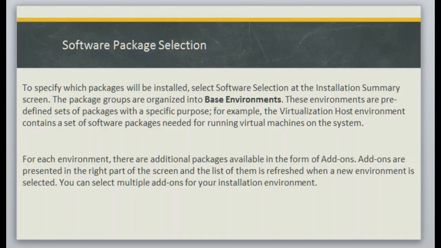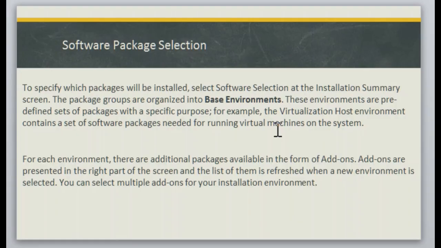Alright guys, we're going to go ahead and start talking about software package selection. To specify which packages will be installed, select software selection at the installation summary screen. The package groups are organized into base environments. These environments are predefined sets of packages with a specific purpose. For example, the virtualization host environment contains a set of software packages needed for running virtual machines on the system. So guys, this is that screen where we saw server with GUI, minimal installation, FTP server.